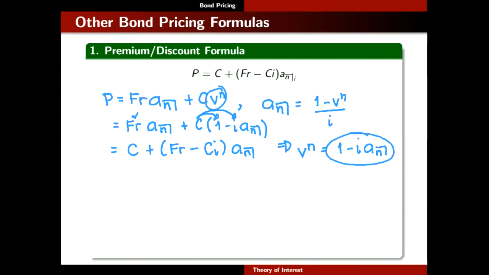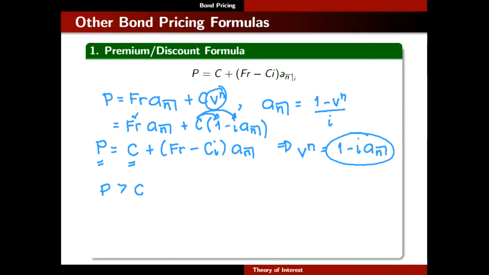Bakit siya tinawag na premium discount formula? Kasi dito, you compare the value of P and value of C. If P is greater than C, and you are the investor, for example, ano ibig sabihin nun? Ano ba yung P? Yun yung pinambili mo ng bond. Yun yung nilabas mong pera. So, ibig sabihin nun, yung nilabas mong pera, mas malaki kesa dun sa makukuha mo at redemption day. So, you say, the bond is bought at a premium.